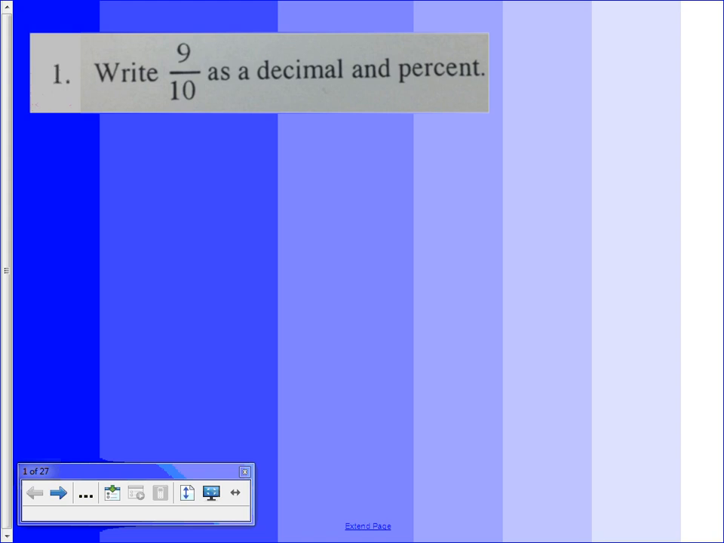Write 9 over 10 as a decimal and a percent. Well, 9 over 10 would also be worded as 9/10. Remember, when we're changing something to a percent, it's two numbers after the decimal. So this would be 90%.